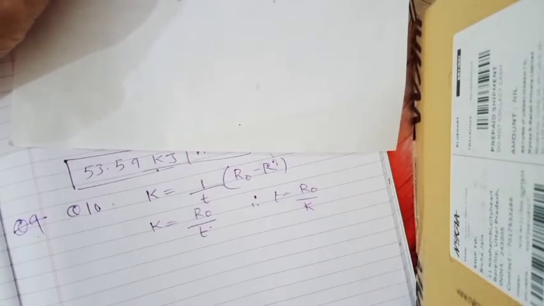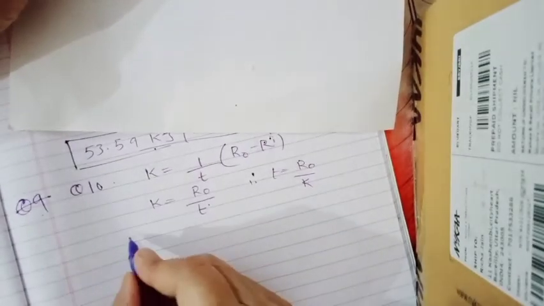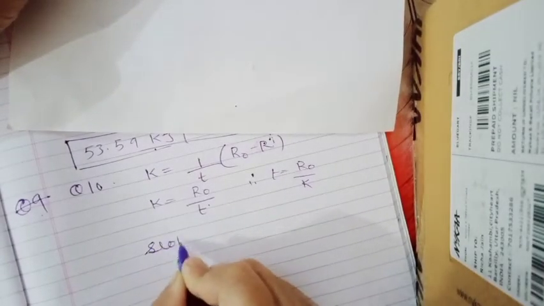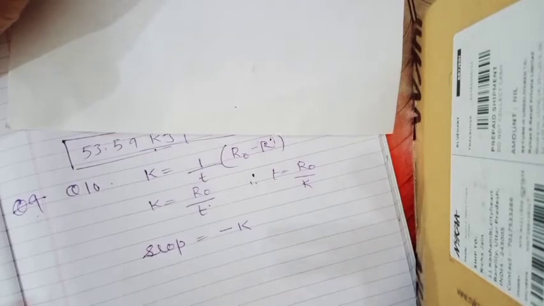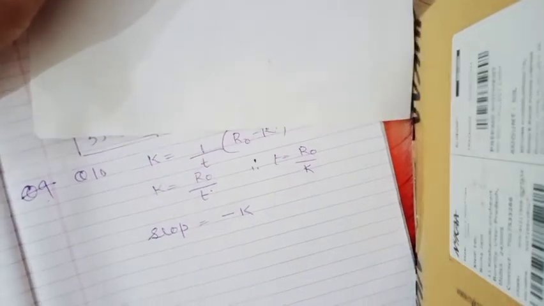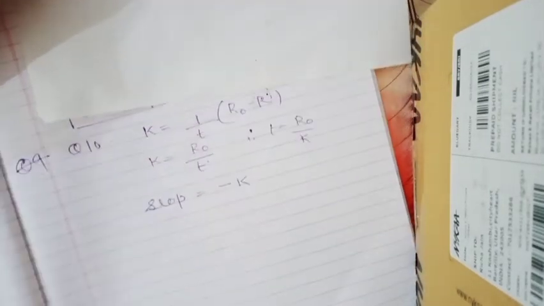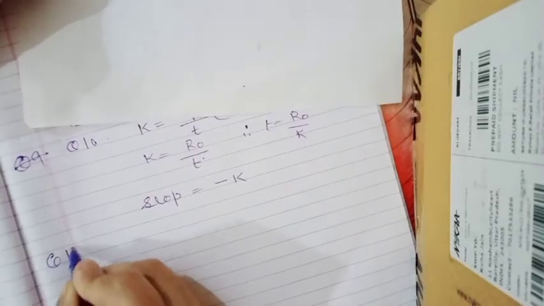Third portion is, what does slope of this line indicate? Slope is equal to minus k, क्योंकि नीचे की तरफ जा रहा है तो it is minus k. Last question is question number 11.